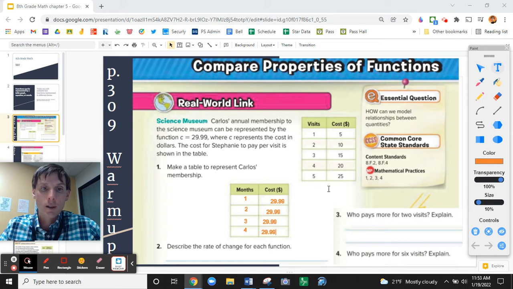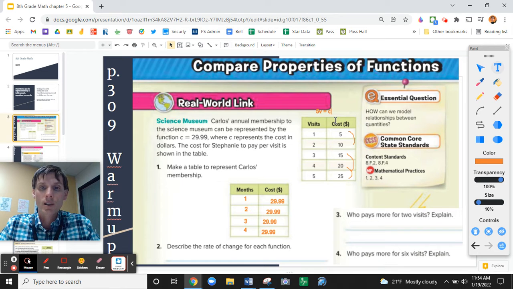If now we look at Stephanie, who has this here, we see the rate of change. Well, if we look at here, every month, every visit, it goes up $5, right? $5 for 1 to 2, again 5, again 5. So we are seeing that it's $5 per visit. Essentially, we could make a little equation for that. We could say 5 times V equals the cost, right? 5 per visit is going to be our cost.